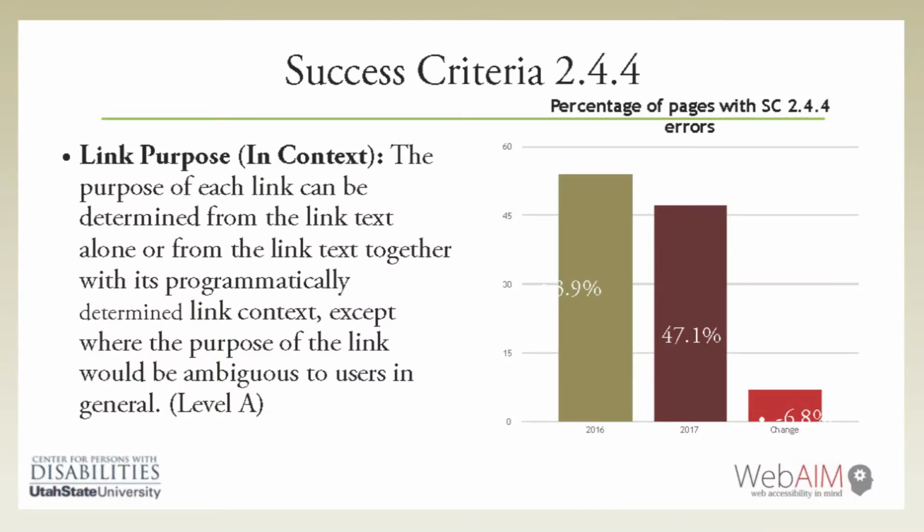Let's look at another one. How about success criteria 2.4.4? That the purpose of the link is in context, that a user isn't getting the more and the click here, because certainly for those with cognitive disabilities, that forces them to go often back out into the paragraph to remember what it is that they're going to. So in 2016, 53.9% of the pages had problems with that. And by 2017, only 47% did. So again, we improved by 6.8%. This is all a direction that we are wanting to see.